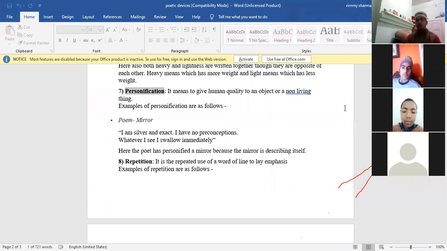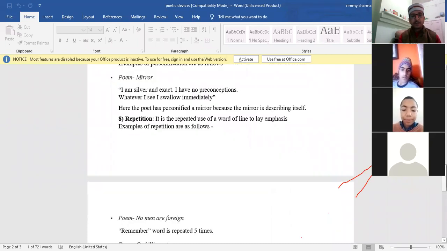Personification. Many examples of personification. You've done this example in The Road Not Taken. In a while, I'll let you know what the example is. So this is it. Next is repetition. Repetition is easier to understand. Hope you've understood what personification is.